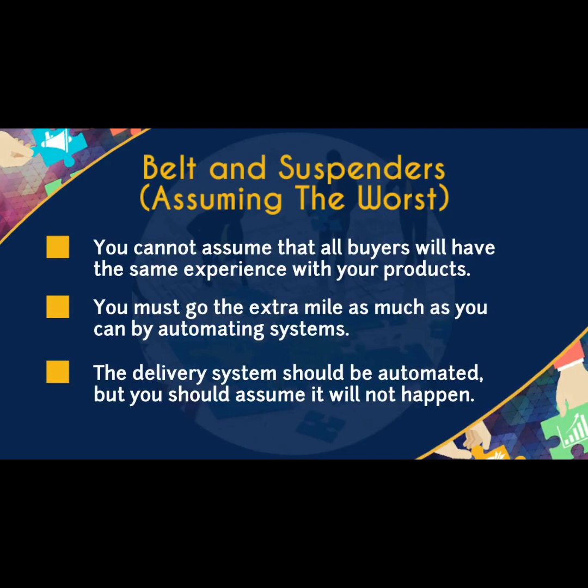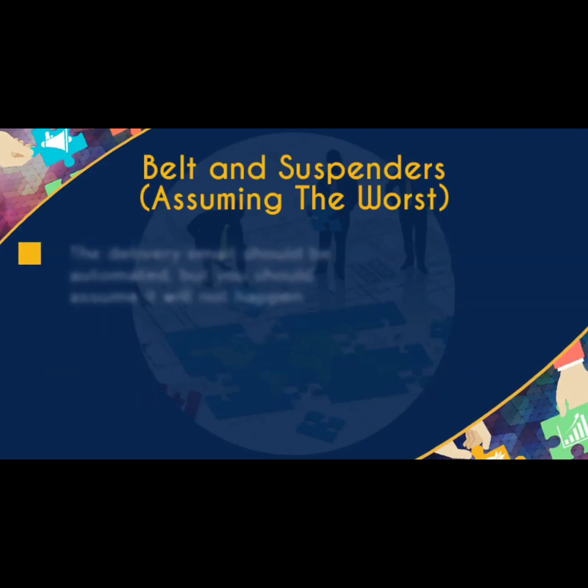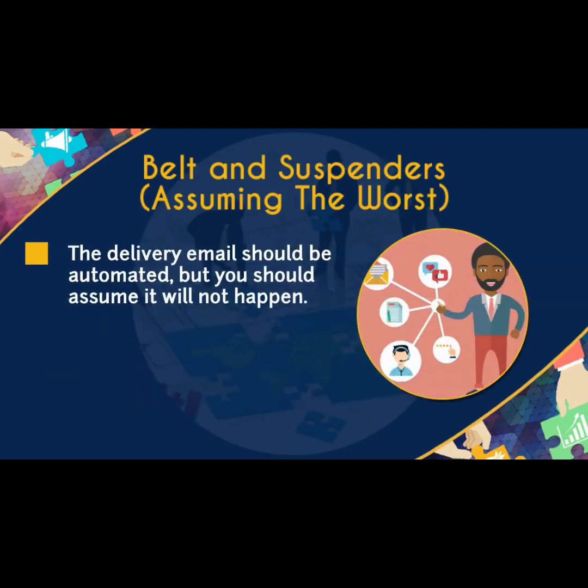The delivery system should be automated, but you should not assume that it's going to happen. Right? You shouldn't assume that people are going to get to the thank you page. You shouldn't assume that people are going to get to the right link to get their stuff. You should not assume that they're going to get the delivery email. Now, you might say, hey, you know what, I know they're going to get their login and password. Don't assume it. Right? Don't assume it.